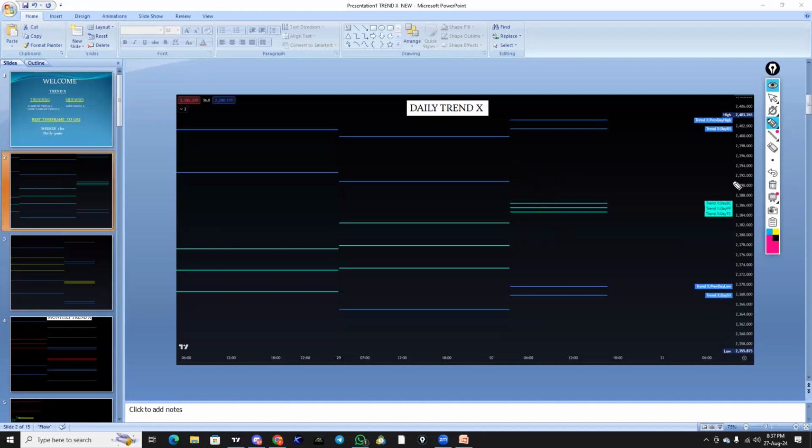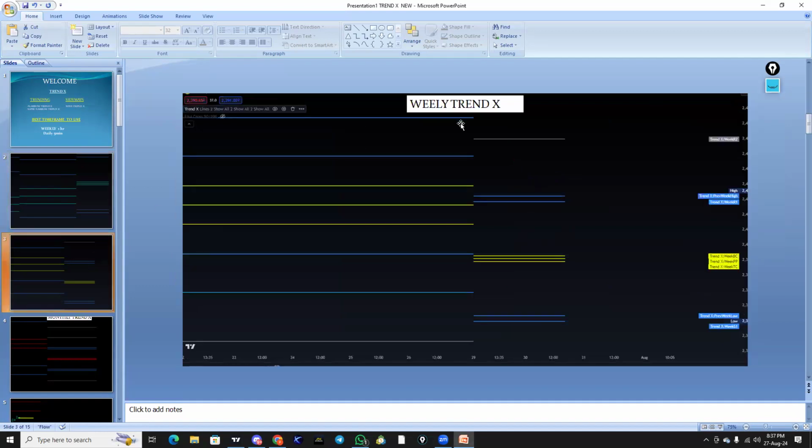Now, we have some rules on how to use Trendex, and I'll teach you further. The second one you're seeing is the weekly Trendex. I'm sorry, don't go by the spelling. This is a weekly Trendex. We can see the same Trendex that I showed you as the daily. It looks exactly the same, but the colors are different here.